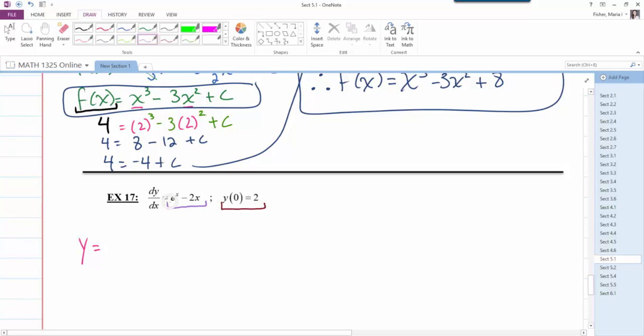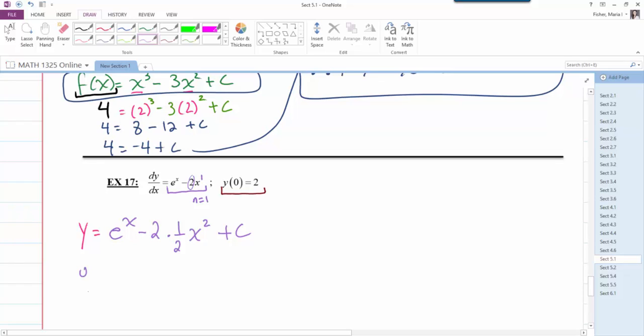Well, the integral of e to the x is e to the x. Minus 2 is a constant multiplier, it multiplies along. Here I'm going to use the power rule. Remember, the exponent is 1 if there's no exponent, so my n is equal to 1. So this is times 1 over 2 x to the second power plus C. Let's clean this up before we solve for C. So we get y is equal to e to the x. Here my 2's cancel, so it's just minus x squared plus C.